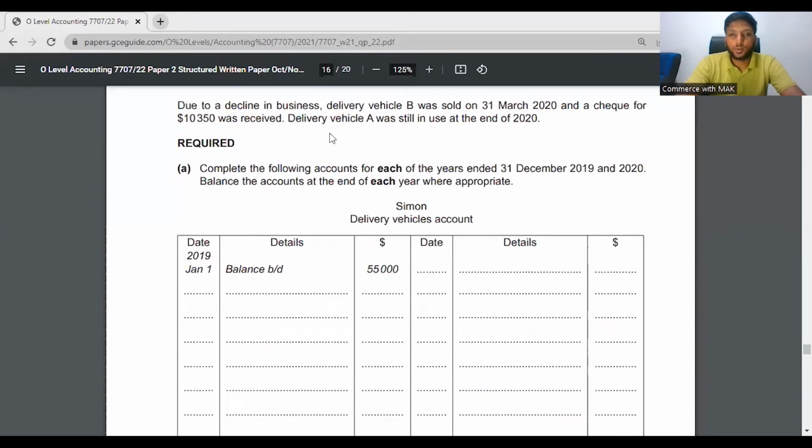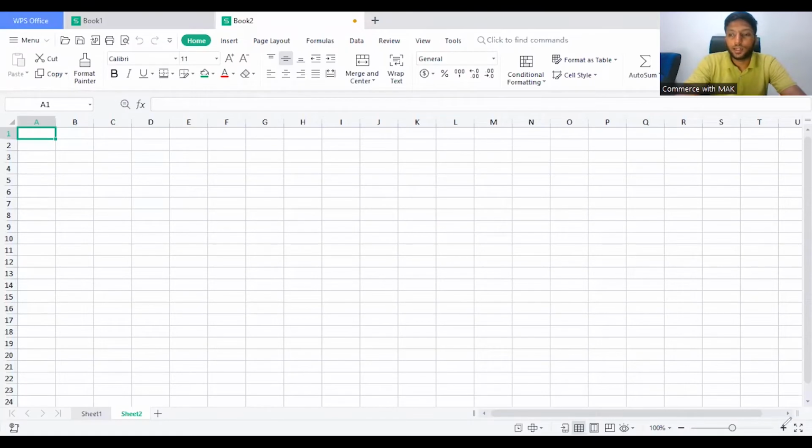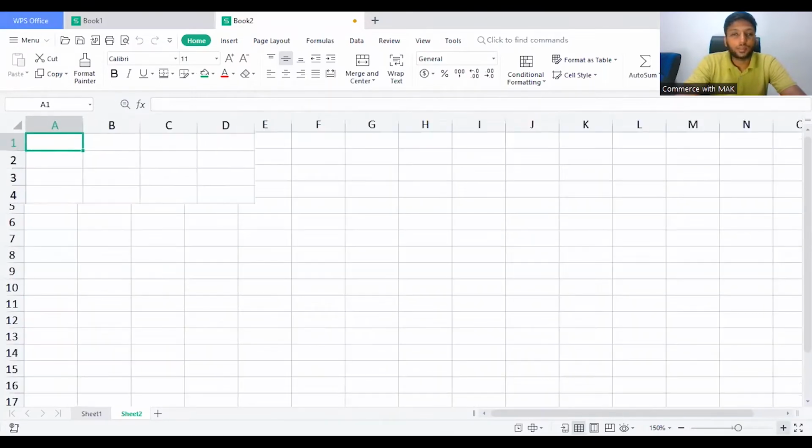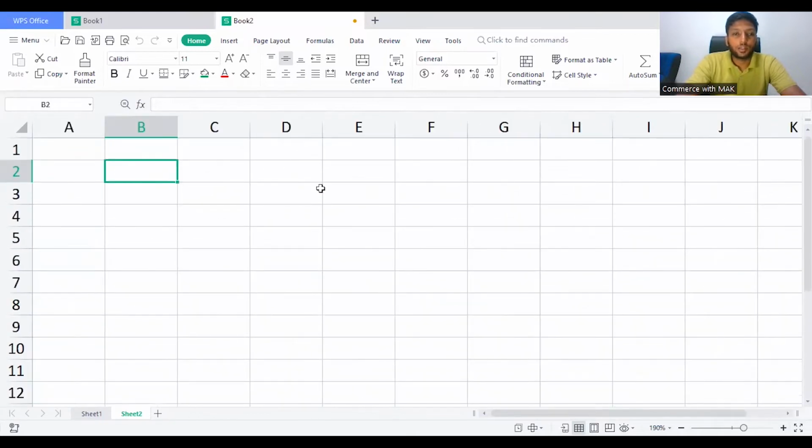I should draw these formats because in exams you don't have to, but when you're practicing at home, of course you need to draw and see, then it will be correct. Practice makes a man perfect. Always, when you have time, practice as much as possible, because in accounting you can only score by practicing.